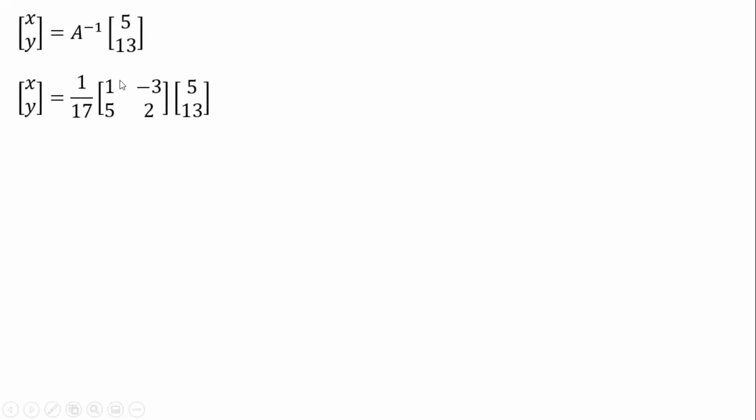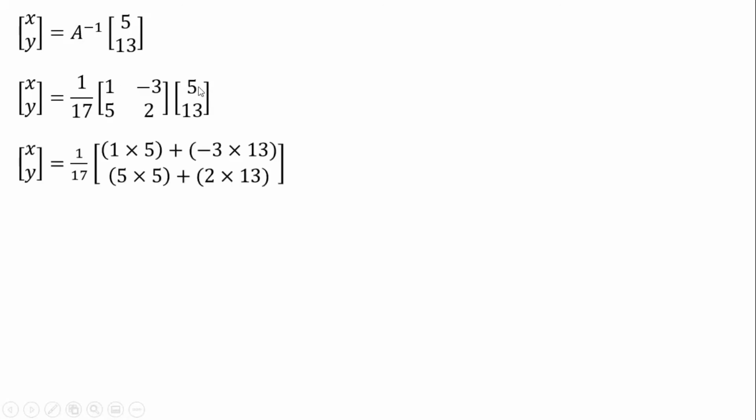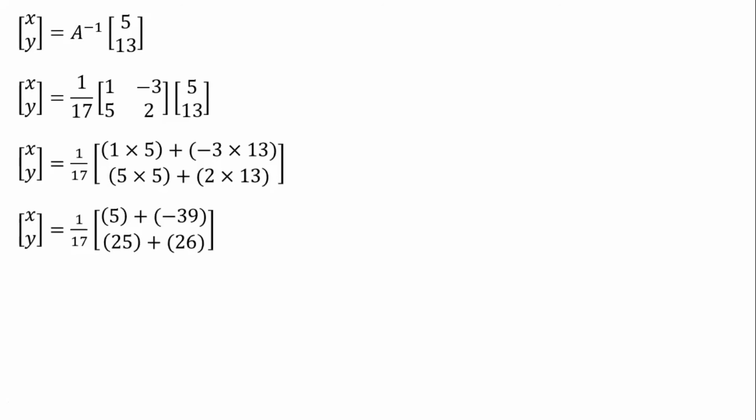When we do that, it will be 1 multiplied by 5, so row 1 by column 1, then row 2 by column 1. So it will be 1 multiplied by 5 plus negative 3 multiplied by 13, then 5 multiplied by 5 plus 2 multiplied by 13. We can now work out the respective parts. 1 multiplied by 5 will give us 5, plus negative 3 multiplied by 13 will give us negative 39, and then 5 multiplied by 5 will give us 25, and 2 multiplied by 13 will give us 26.